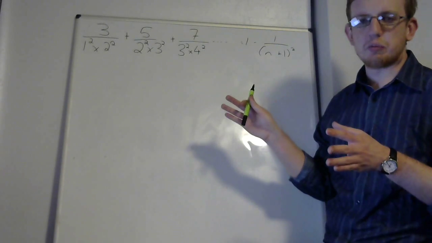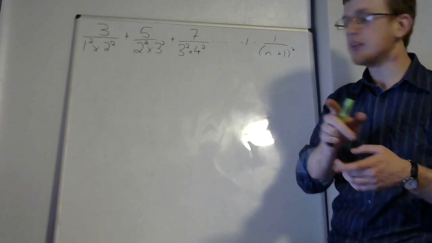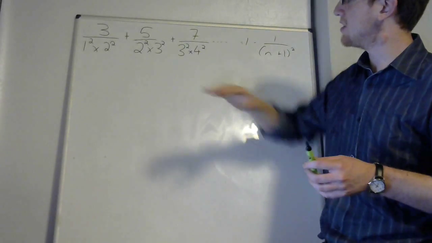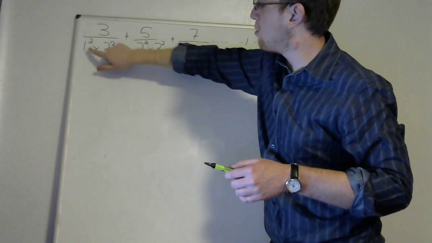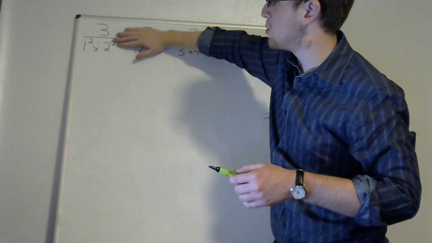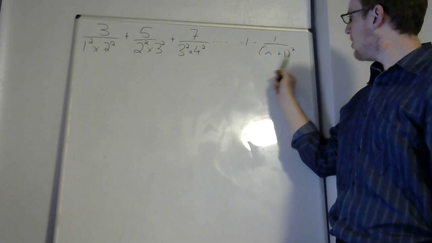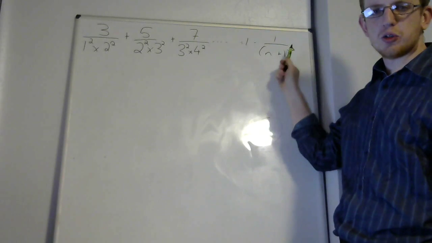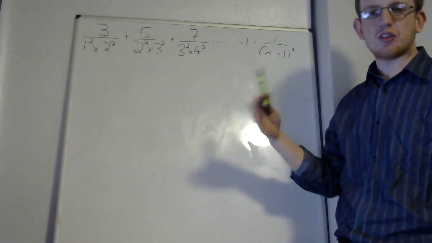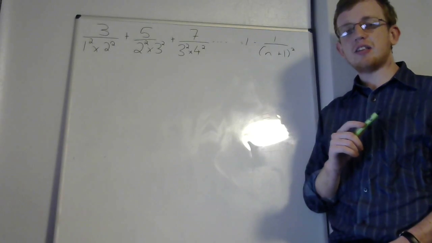So this is what we want to prove. For the base case, I'm not going to write it out, but you should. The base case is the very first case. So 3 over 1 squared times 2 squared: 1 times 4 is 4, so that bit's 3/4. When n equals 1, 1 plus 1 is 2, 2 squared is 4, 1 minus 1/4 is 3/4. That's correct. That's what you write down. That all works. Okay, the base case is correct.